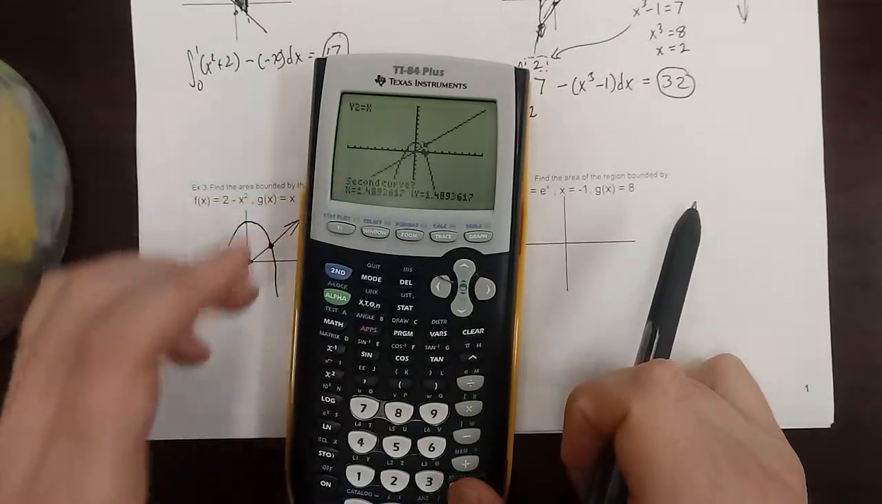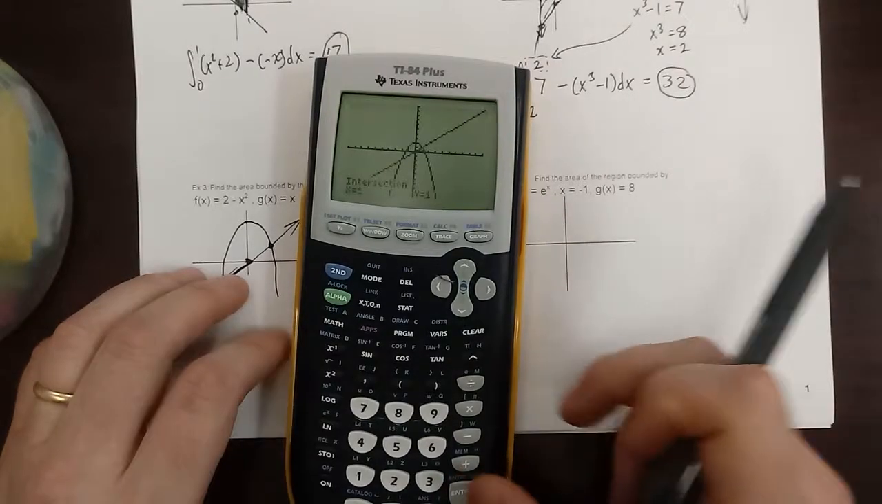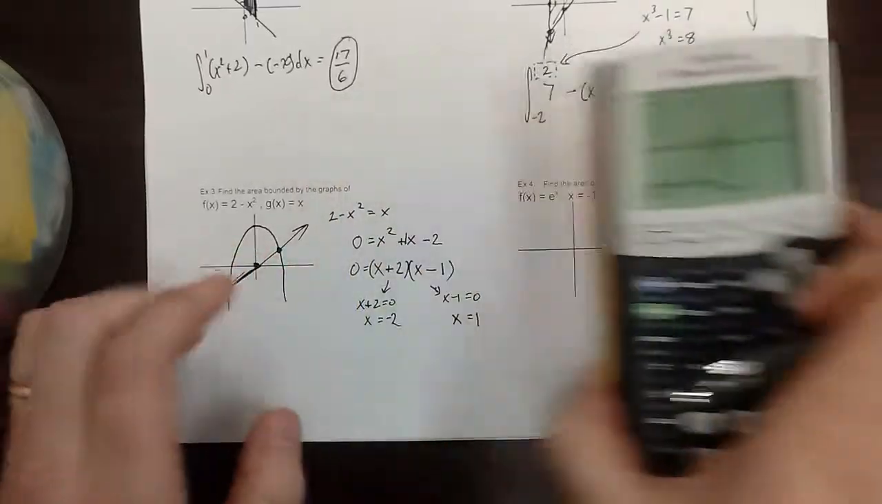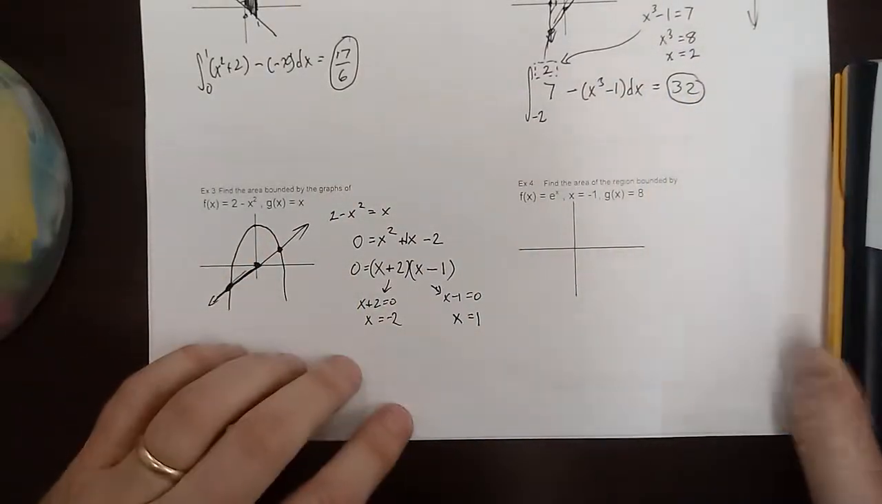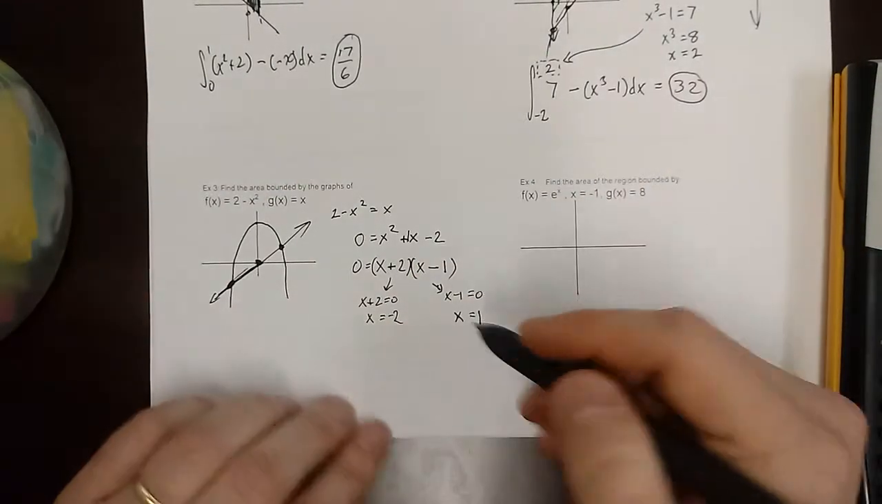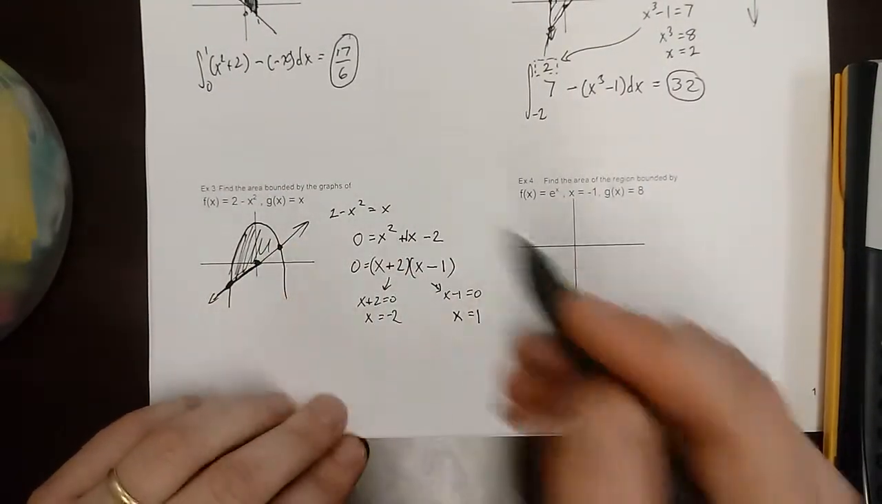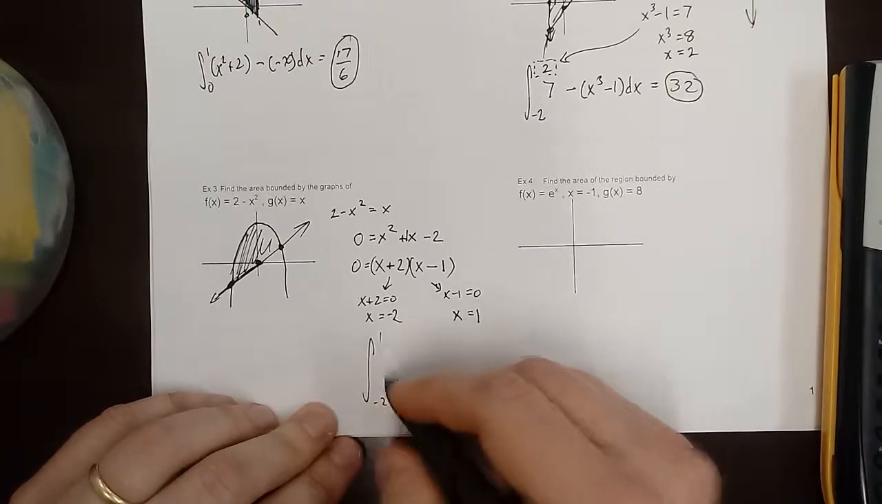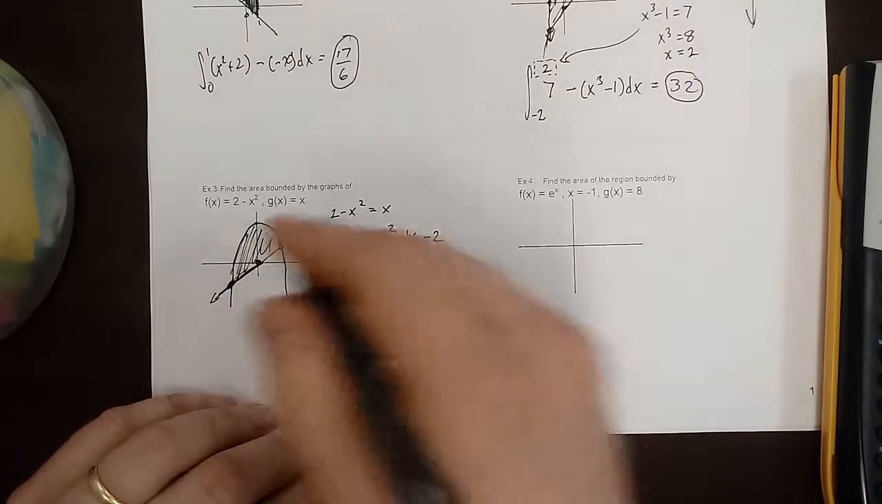First curve, I hit enter. Second curve, I hit enter. Guess, I hit enter. Intersection of 1. The y coordinate is the y coordinate they're intersecting. That's not as important, especially for finding this region, right? So now we're going to find the intersection from negative 2 to 1 of top minus bottom.